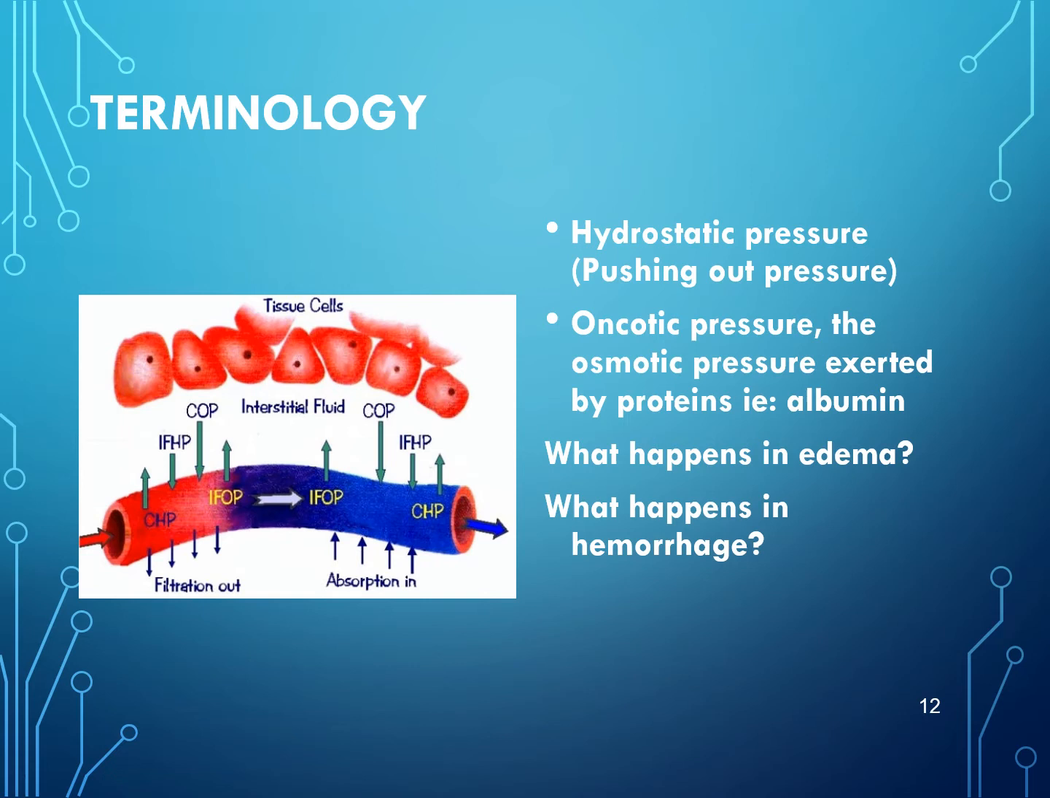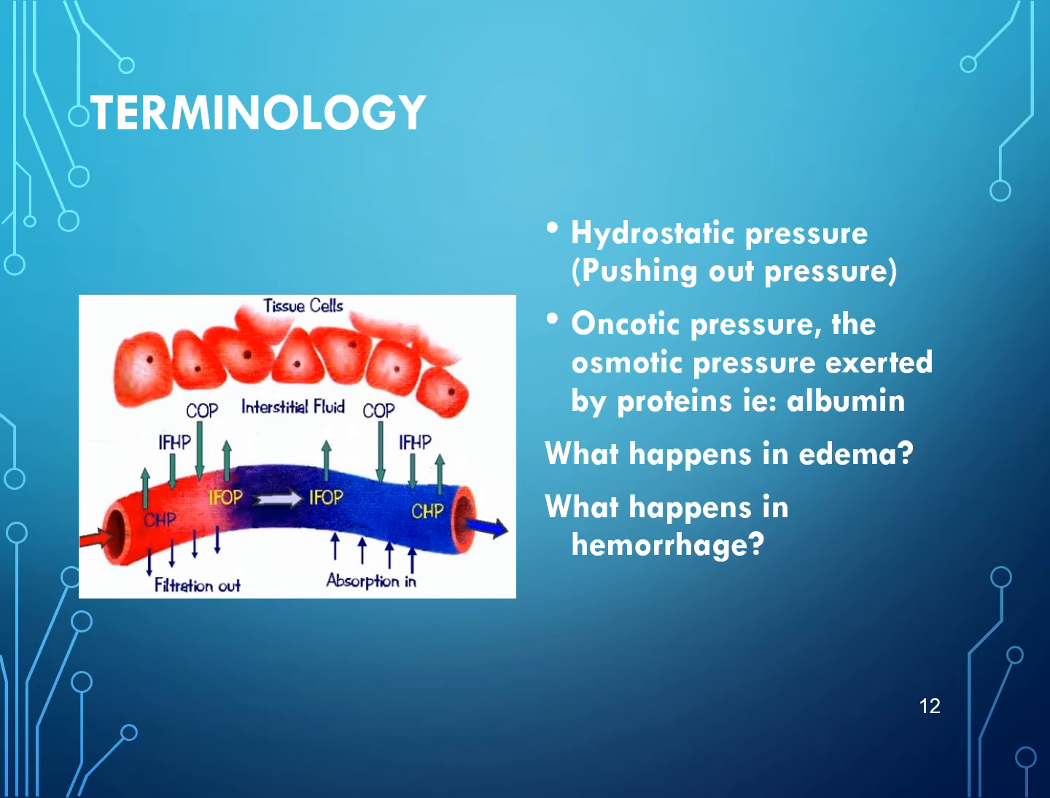So what happens with edema? Well, there's an imbalance that we're seeing. So the hydrostatic pressure is greater than that of the oncotic pressure. It could be possibly from a decrease in the albumin level. So the pushing pressure is greater than the pulling pressure, and we can end up with fluid in the interstitial space, otherwise known as edema.